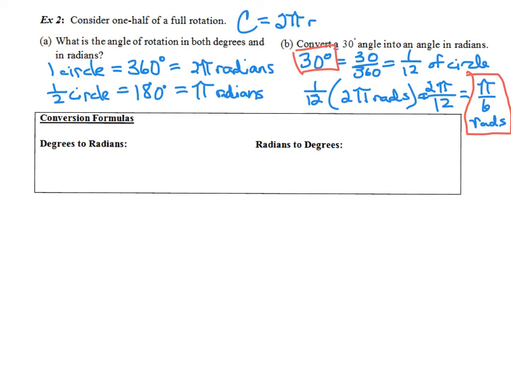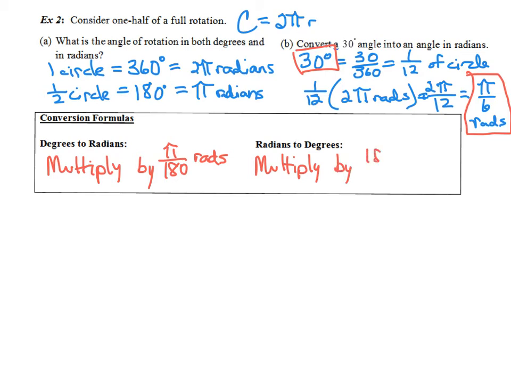If I'm starting with degrees and I'm trying to convert over to radians, what we are going to do is take our angle that is measured in degrees and multiply it by pi over 180 radians. And when we do that, we're going to see that there's going to be some cancellation with that 180 degrees. If, however, we're going from radians to degrees, we actually use the same exact conversion factor, but we take the reciprocal. So we multiply by 180 degrees over pi radians.